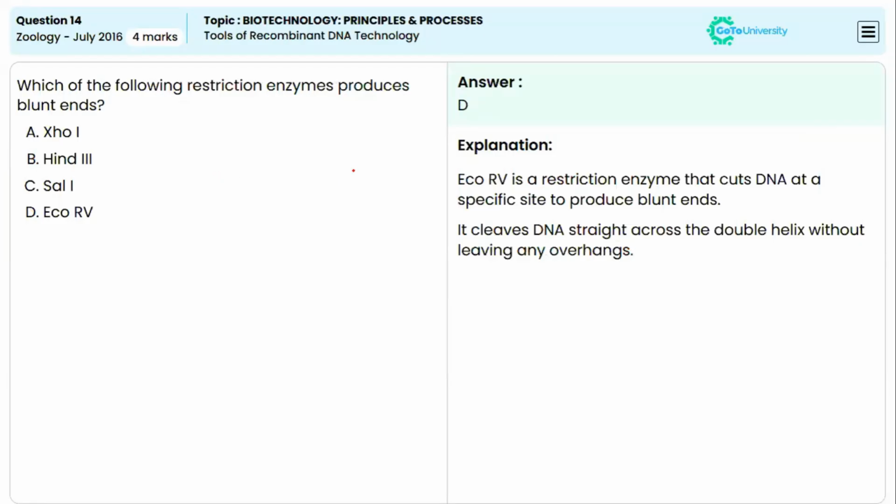This is from July 2016. Which of the following restriction enzymes produces blunt end? Option D, EcoRV is the correct answer. Options A, B and C all produce sticky ends, whereas EcoRV is a restriction enzyme that cuts the DNA at a specific site to produce the blunt end. That means they have uniform ends, no overhangings.